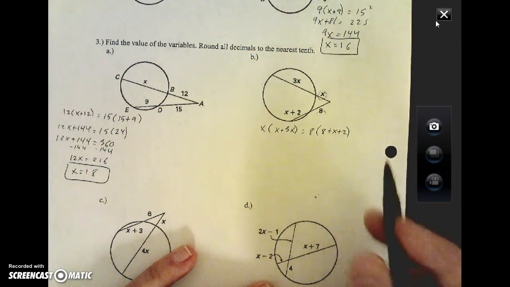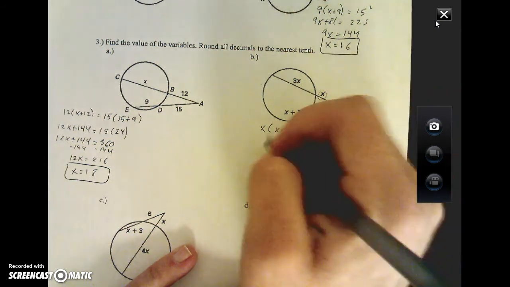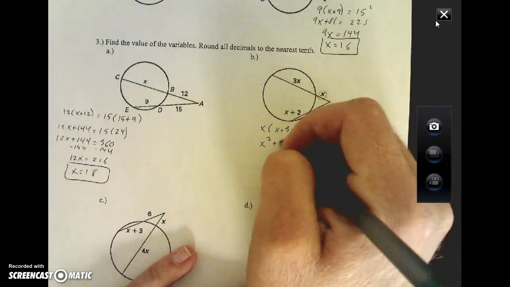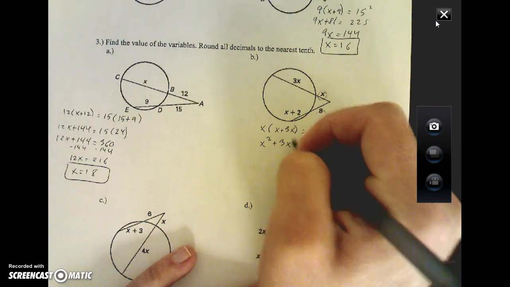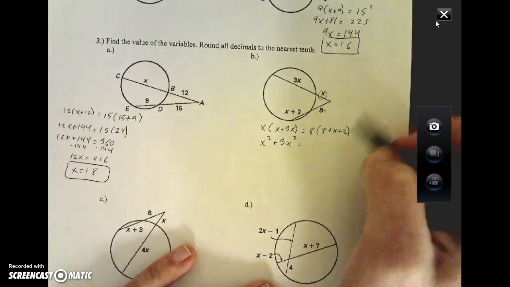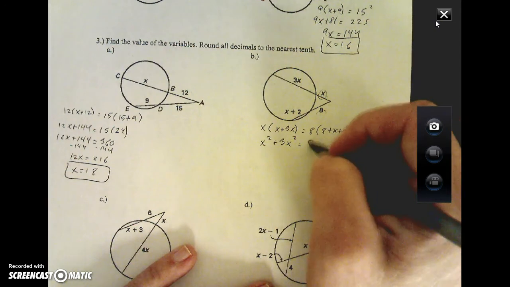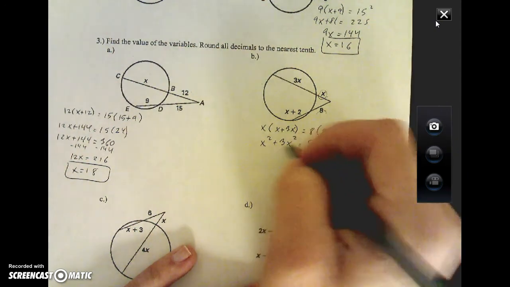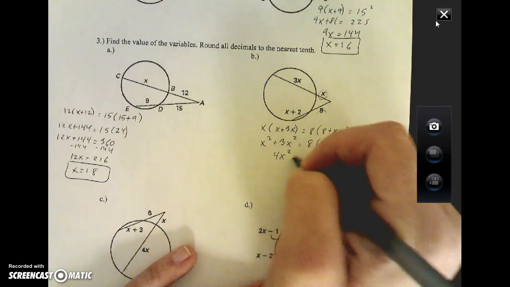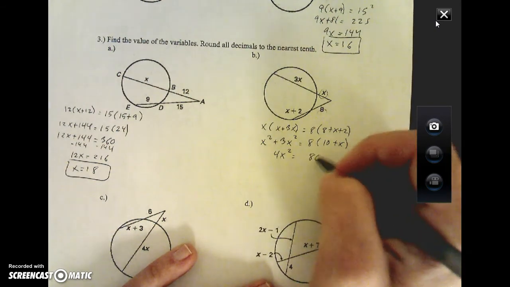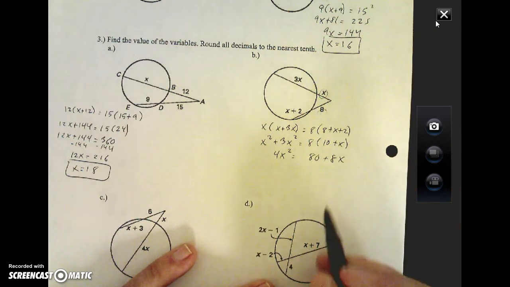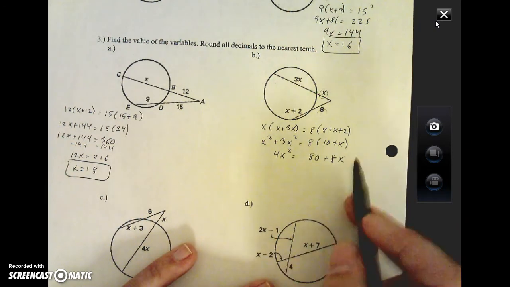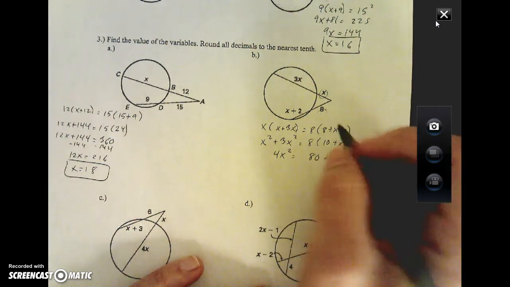Okay, over to the left, I can multiply the x in. X squared plus 3x squared. Over here, I can combine like terms first. 8, 10 plus x. All right, combine those two together, I get 4x squared equals 80 plus 8x. Now I'm going to get everything equal to 0. I'm going to move this over. Subtract over the 8x, subtract over the 80.